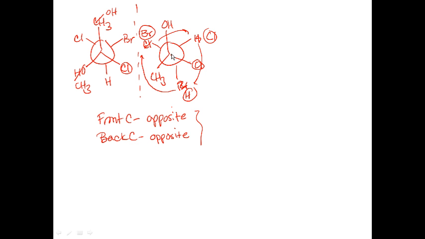So now I have a molecule that has both carbons having opposite configurations. So what's the relationship between these two molecules? They are enantiomers. Okay.